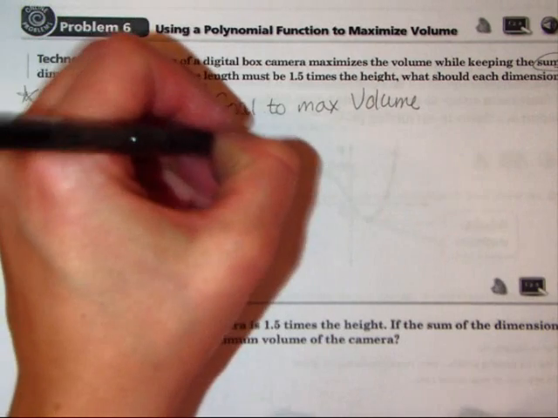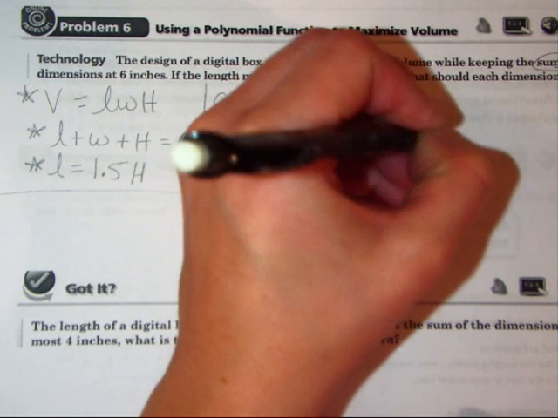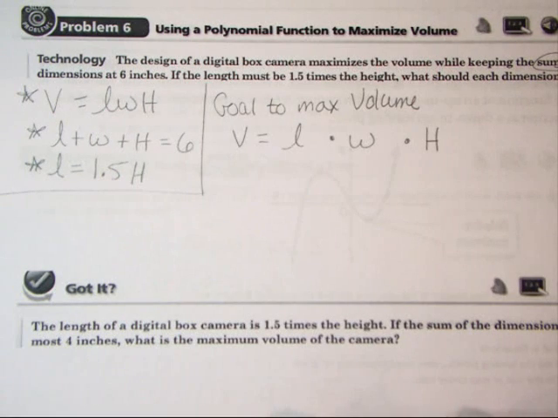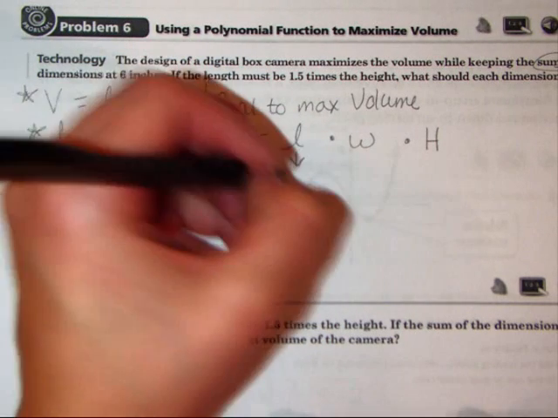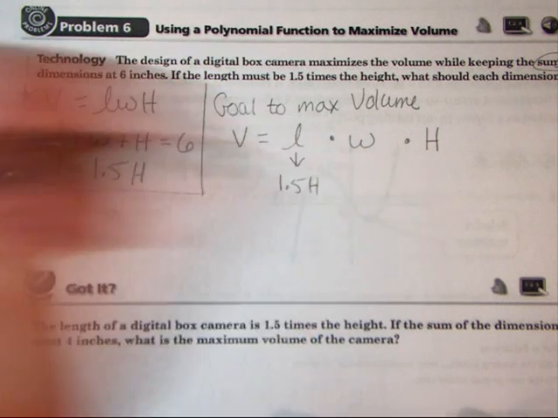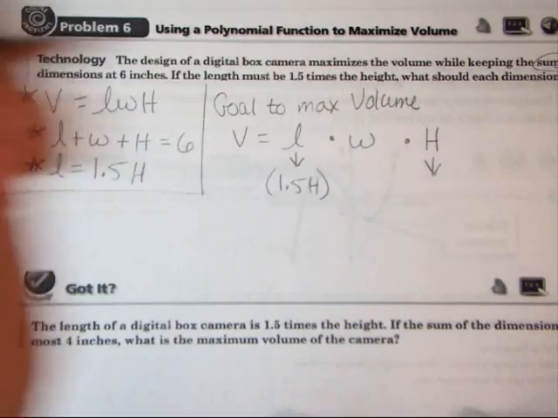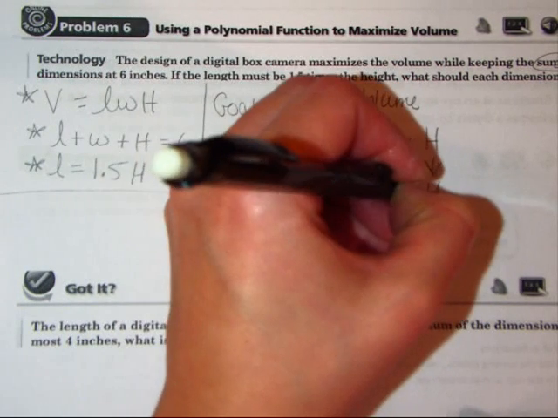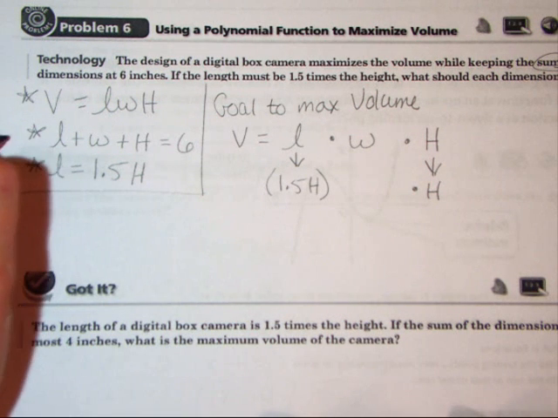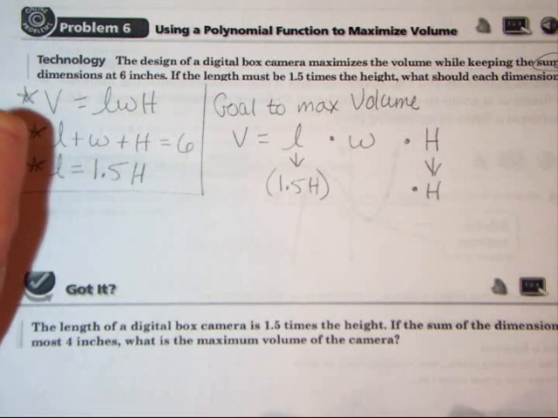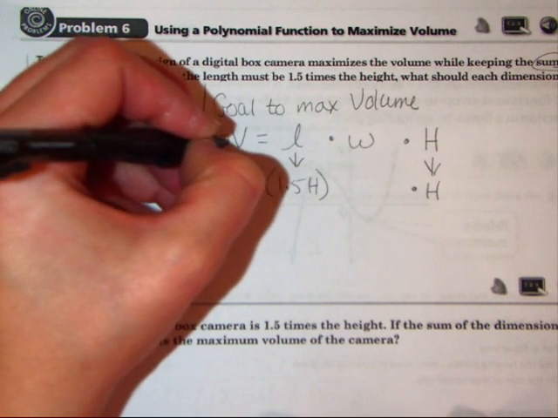So what I'm going to do is write volume equals length times width times height. Now let's take a look at the length. We can already replace the length with 1.5h. That's good. We want that to happen. And while we're in terms of h, why don't we just bring h down? Now, who's clever enough to solve for w? That is going to come from, let's label some steps. This would be step number 1. This would be step number 2.